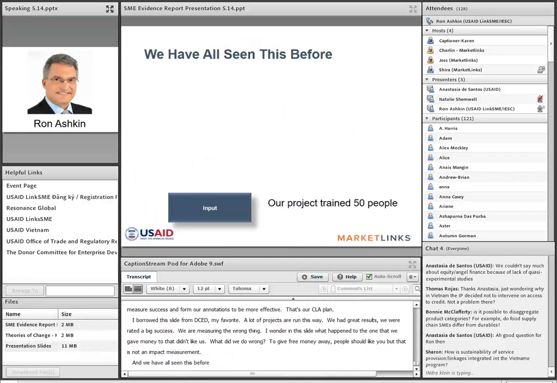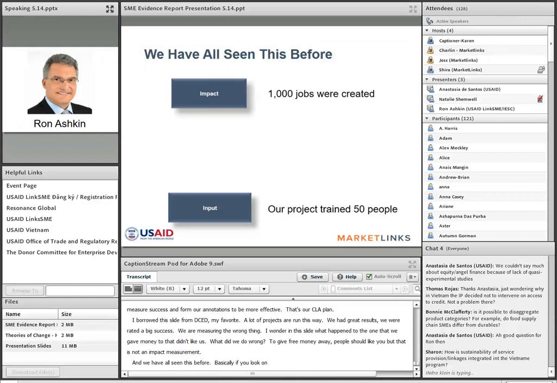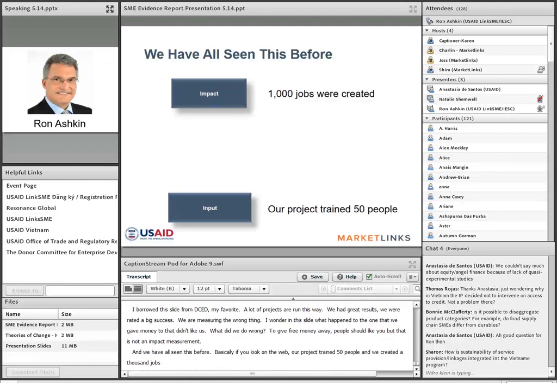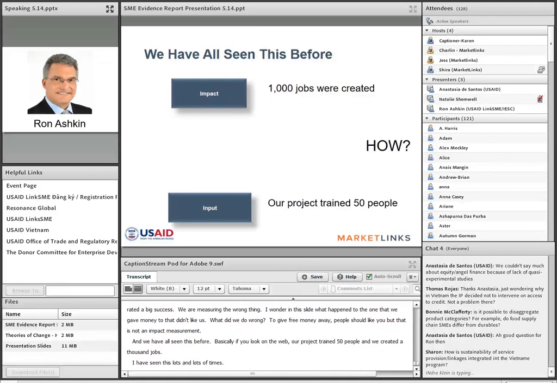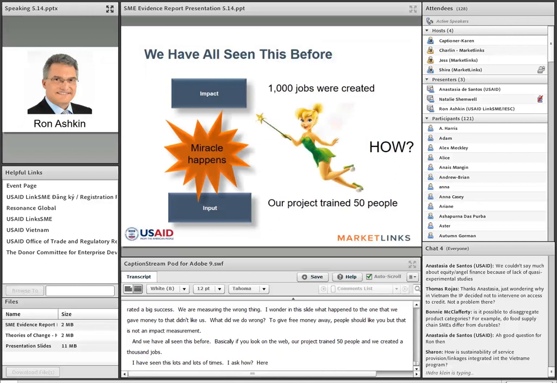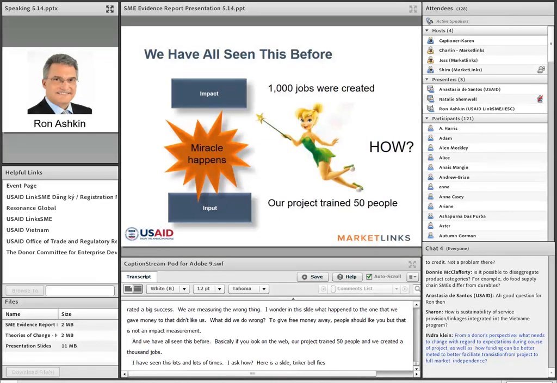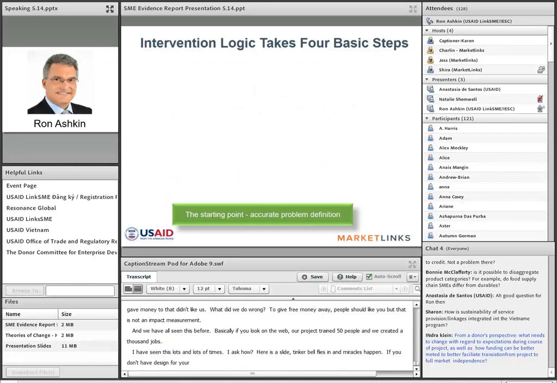And we've all seen this before. Basically, if you look on the web about a lot of development work: our project trained 50 people, and we created 1,000 jobs. Okay, so I've seen this lots and lots of times. The question I ask is how? And here's how. Tinkerbell flies in, and a miracle happens. If you don't use logic behind your design, you're kind of hoping a miracle happens.